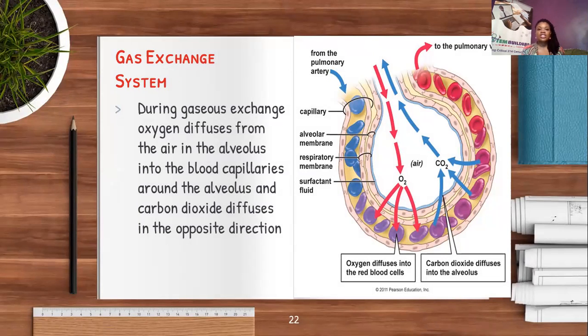The gaseous exchange system. So during gas exchange, oxygen diffuses from the air into the alveolus, into the blood capillaries around the alveolus, and the carbon dioxide diffuses in the opposite direction. So as you can see from this diagram, oxygen is going in and it's being taken up by the red blood cells, which are responsible for the transport of oxygen around the body. And as you can see as well, carbon dioxide is leaving the said red blood cells.